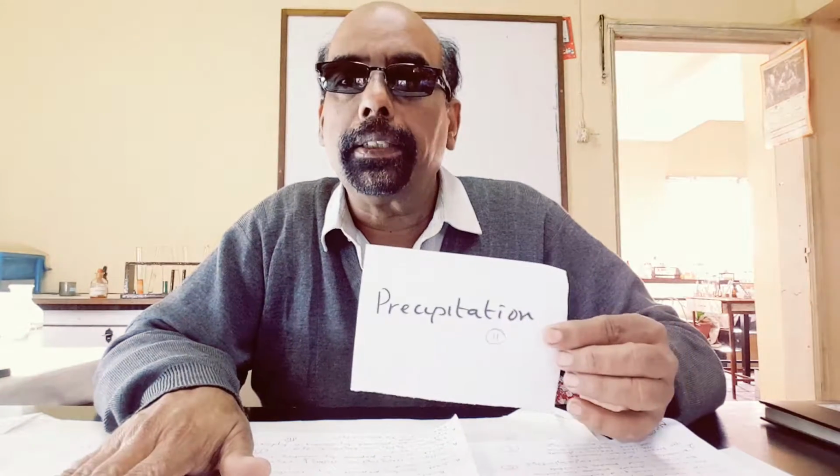All sodium salts are soluble, so we prepare them by crystallization. All potassium salts are soluble. They are prepared by crystallization. All nitrates are soluble. They are prepared by crystallization. All chlorides are soluble except silver chloride and lead chloride. So all chlorides can be prepared by crystallization except silver chloride, which is prepared by precipitation. Lead 2 chloride is prepared by precipitation.